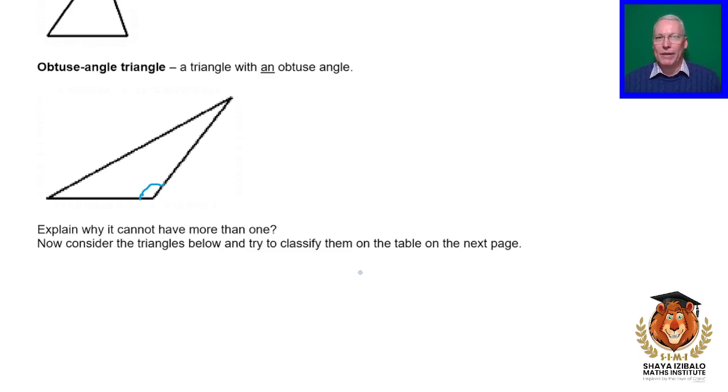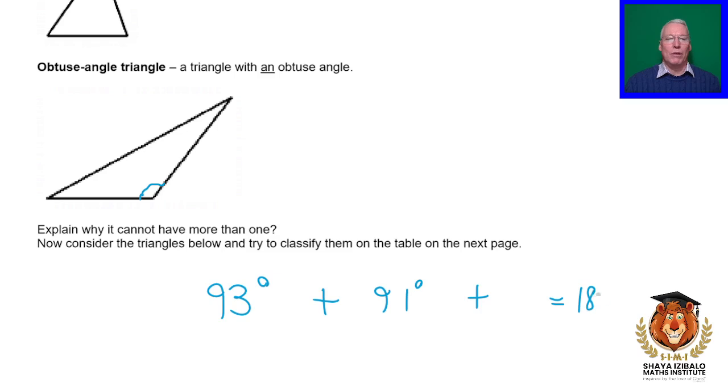Okay, just think about that. We can't have like a 93-degree angle and another angle bigger than 90 degrees, because now we've already got more than 180 degrees and we still have a third angle. So this is going to be impossible. The only way that would be possible is if we had a negative angle. We can't have a negative angle.